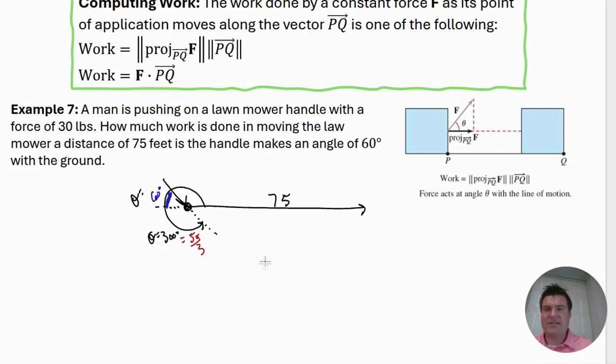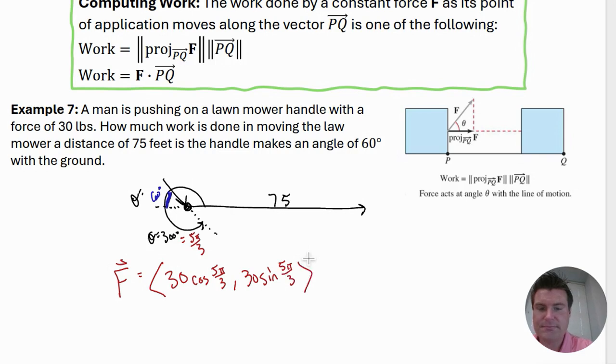Okay, so we're going to take our F here. We're going to figure out what F is. If you remember from one of our previous lessons, we had to use the angles and stuff like that. So we're going to have F be 30, because that's our force, times (cosine of 5 pi over 3, 30 sine of 5 pi over 3). Our force is the angle we're pushing down on it, at 5 pi over 3, which makes sense because we're pushing down on the object, so that's why our vertical is going to be negative here, and then our horizontal is going to be positive, and then we're going to push this along 75.